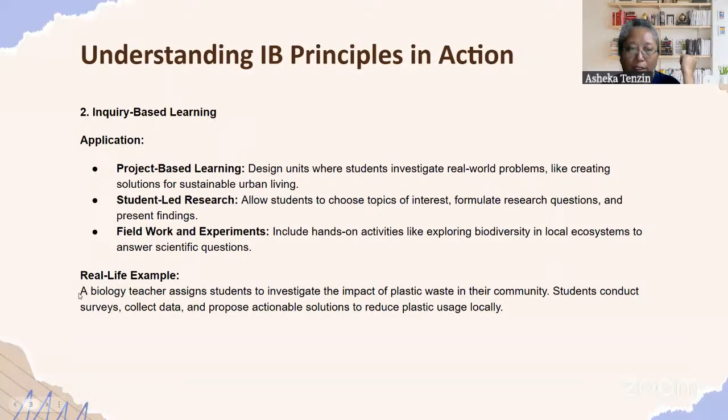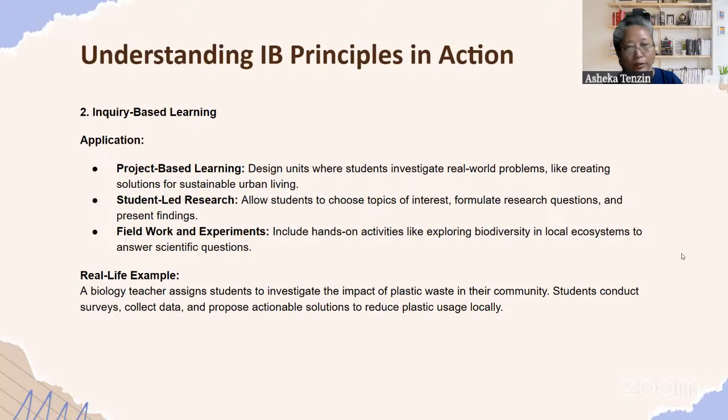Now, what is a real-life example? Here, I have given an example of a biology teacher assigning students to investigate the impact of plastic waste in their community. So what will the students do? They will conduct research, collect data, and then propose actionable solutions so that they reduce plastic usage locally. They can also campaign in their locality and make people aware about reducing plastic usage.